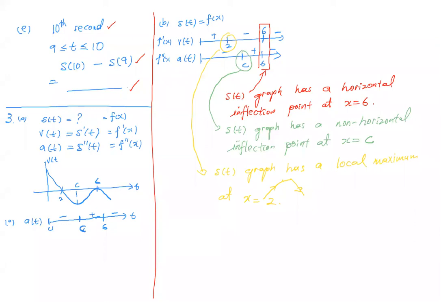Look for this first. Horizontal inflection point at x equal to 6. So you see, it's going down, then down, then down. At here, x equal to 6. The first graph? Yes, the first graph. That's how you analyze.